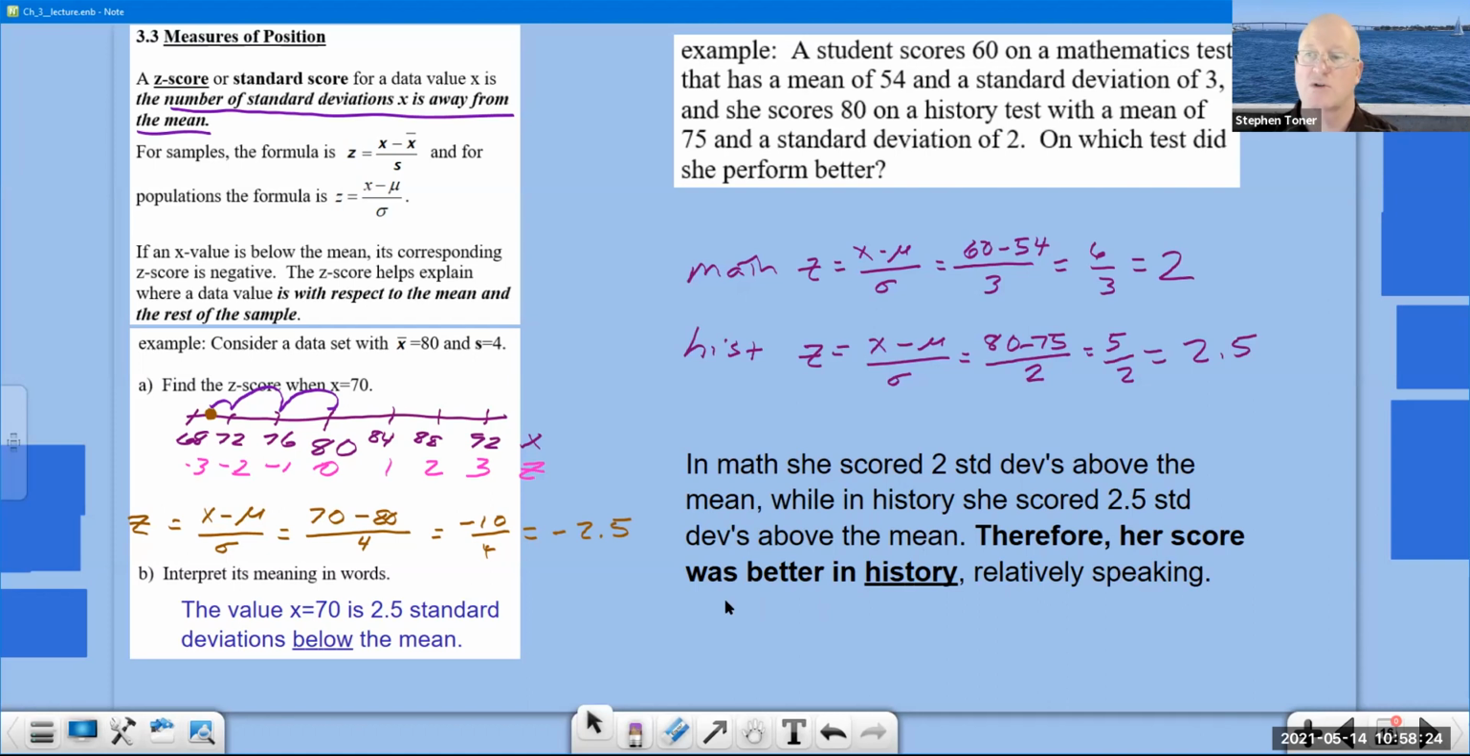Therefore, her score was better in history, relatively speaking. So it was a higher score, yes, but also with comparison to the rest of the people taking the test, her score was better in history.